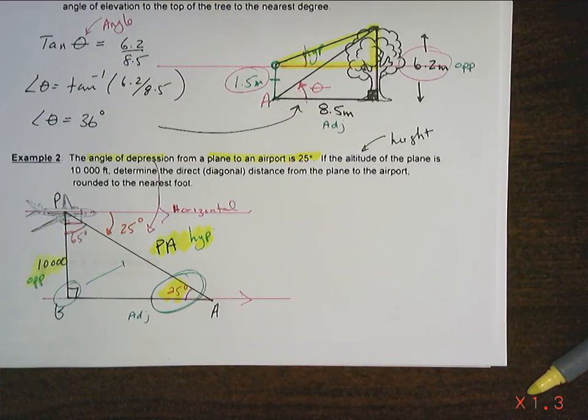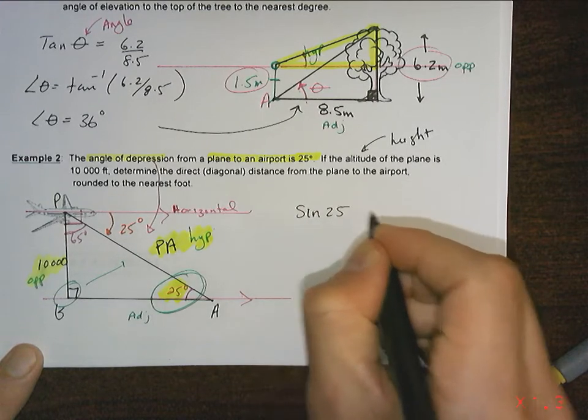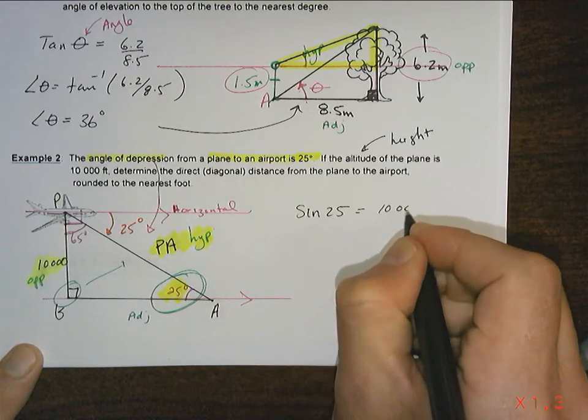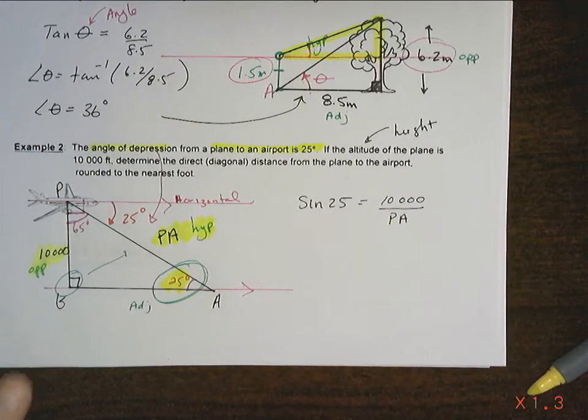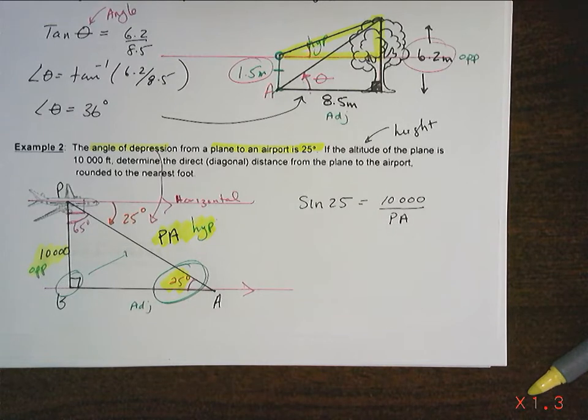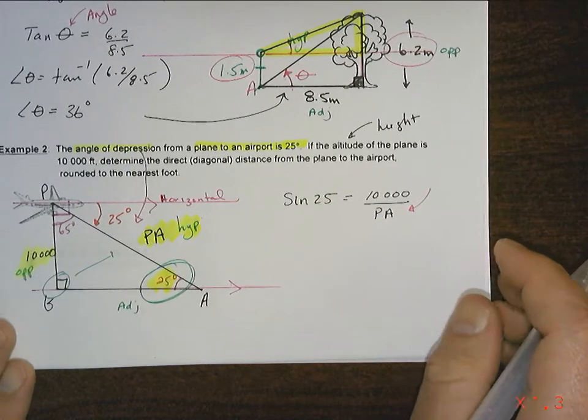What uses opposite and hypotenuse? Winston. What uses hypotenuse and opposite? Good man. So sine of 25 equals 10,000 over PA. Oh no! Dudes and dudettes, look what's happened. The unknown's in the bottom. It's in the bottom. What's another name for the bottom? Denominator. So it's in the denominator.